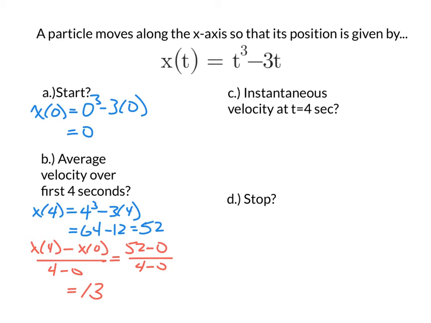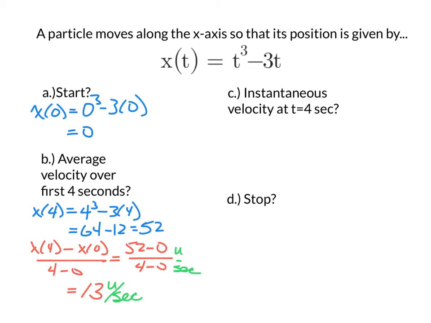Paying attention to the units, in the numerator, we had the position at x of 4 and the position on the x-axis when time was 0. So on the x-axis, those units are just called units. But our time units in the denominator go from 0 to 4 seconds. That means when we simplify this down, the average velocity is going to be 13 units per second. So average velocity is just a rate of change in position over time.